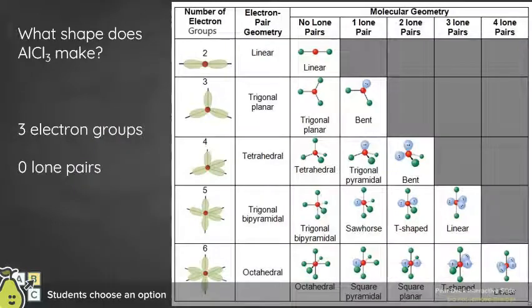All right, so now we're going to find out what shape does aluminum trichloride make. So we have to find the one that's got 3 electron groups. So we're going to go to the one with 3 electron groups, and then we're going to find the one that also has no lone pairs. So that's marked right here. Trigonal planar is our shape.